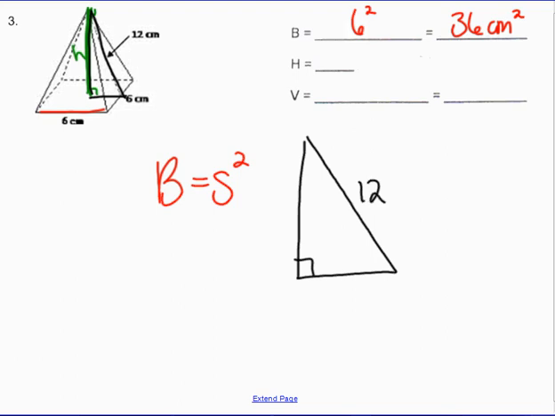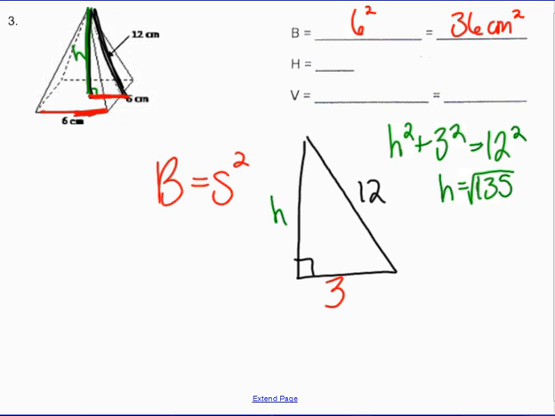So this is 12, so that's this part of it. This is my height. And then the shorter part of that, if you look at it in this 3 dimension, is halfway across this length. So that's going to be 3. So I'm going to use the Pythagorean theorem and do h squared plus 3 squared equals 12 squared. So then what I get for h is the square root of 135 when I solve that.